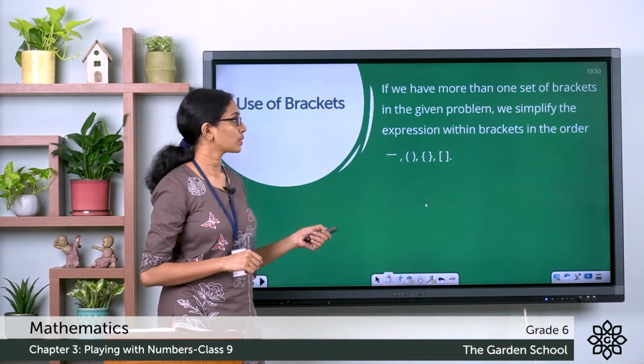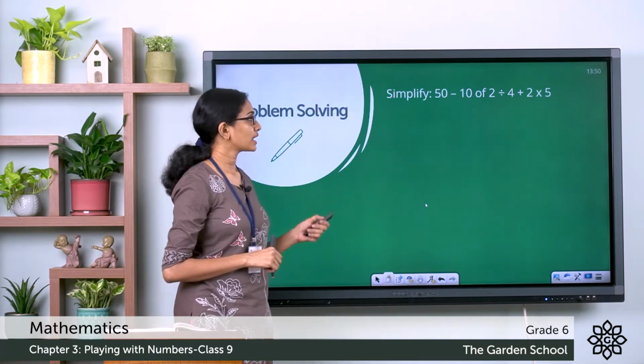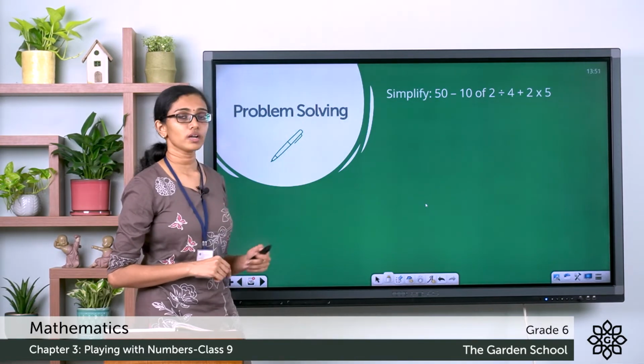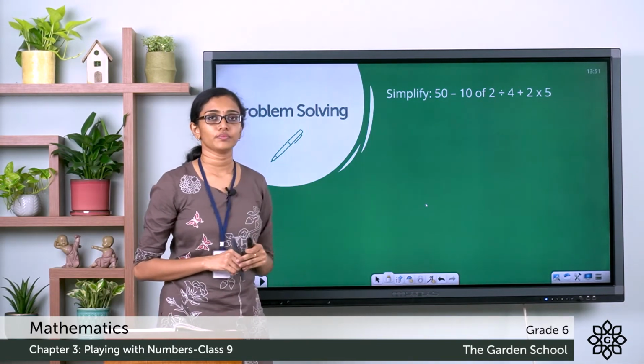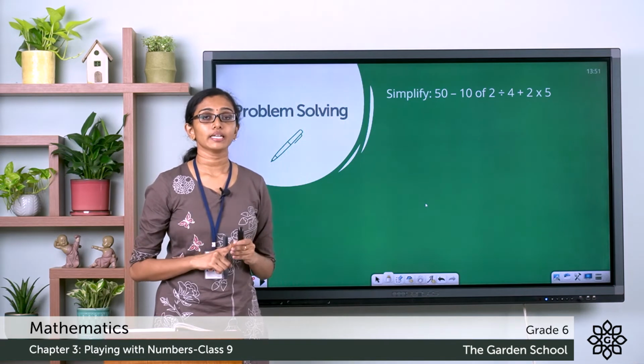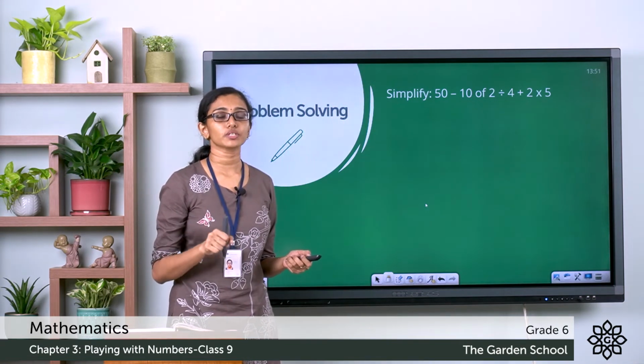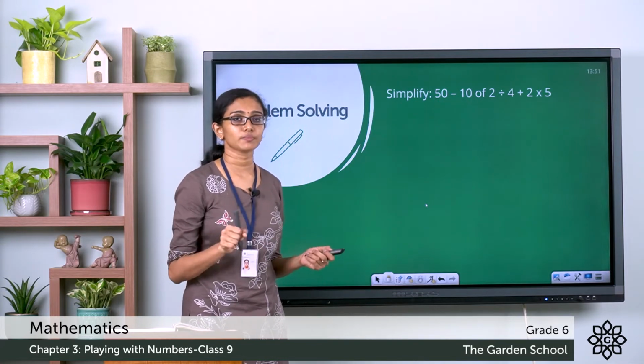Now we will see one example. Simplify 50 minus 10 of 2 divided by 4 plus 2 into 5. So keep in mind the BODMAS rule: brackets of, division, multiplication, addition and subtraction.